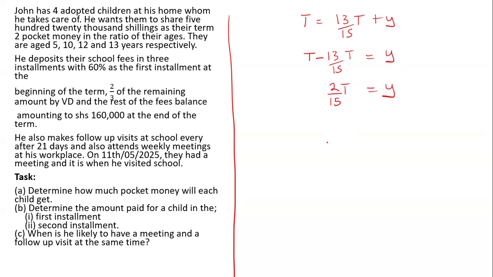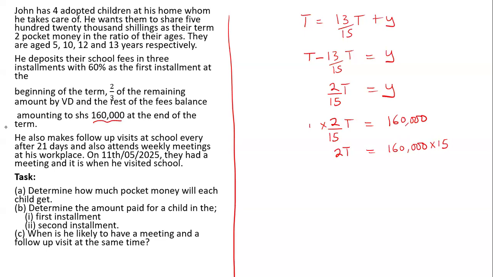That means that the amount of money this person pays at the end of the term is 2/15 of the total amount. So in order for us to obtain how much money this person pays in total, since we already know the amount he pays at the end of the term, which is 160,000, we shall have our Y equaling that. So I'll set 2 out of 15 T equal to 160,000. Since I'm looking for T, I'll set 2T equal to 160,000 times 15.